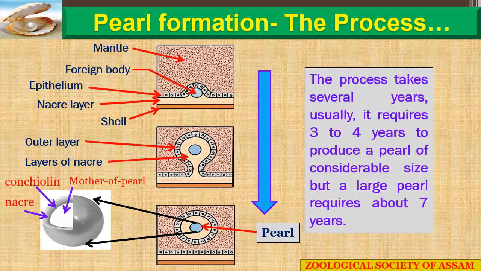The process takes several years. Usually it requires 3 to 4 years to produce a pearl of considerable size, but a large pearl requires about 7.